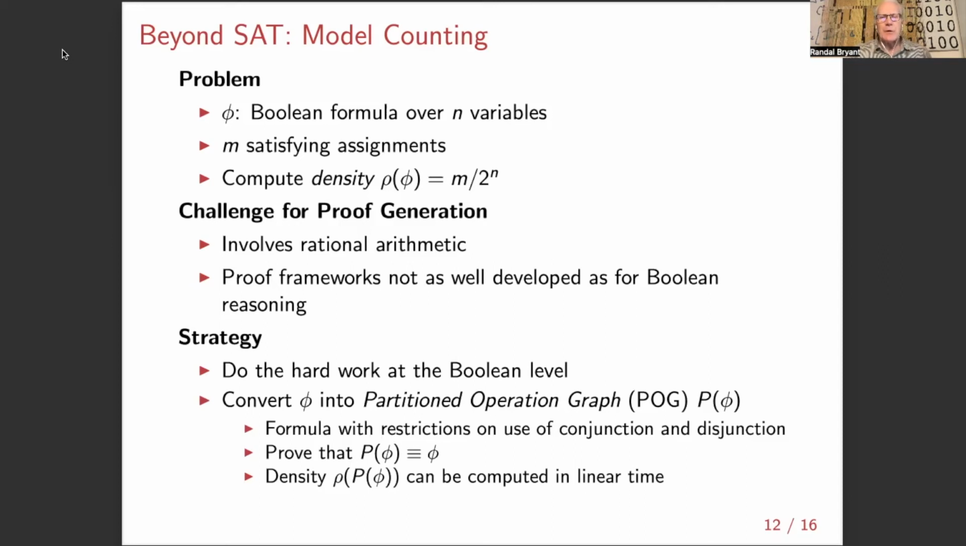And this is a Boolean formula with the standard conjunction, disjunction, and negation operations, but it puts heavy restrictions on these in such a way that we can trivially compute the density of that formula. And then what we want to do is use Boolean reasoning to prove that this formula is logically equivalent to its POG representation. So we split this density problem into a Boolean reasoning part, transforming it into some other representation, and then a rational arithmetic part where that is over a much simpler class of problems.